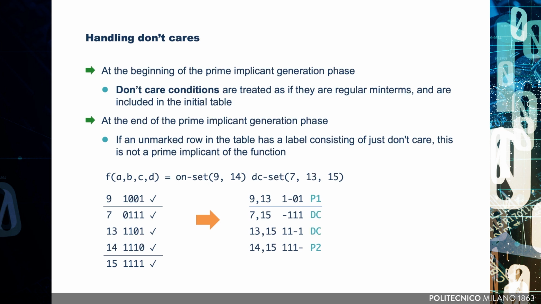On the other hand, the rows 7, 15 and 13, 15 consist only of don't care terms. Therefore, they are discarded. In conclusion, the two prime implicants identified in this case are P1, whose expression is A and not C and D, and P2, whose expression is A and B and C.